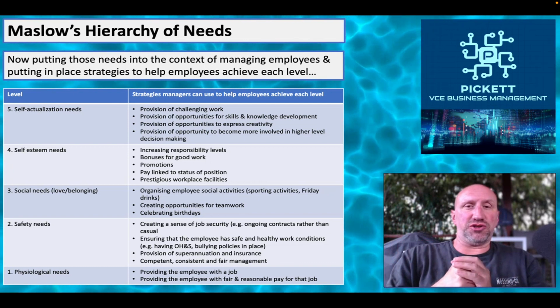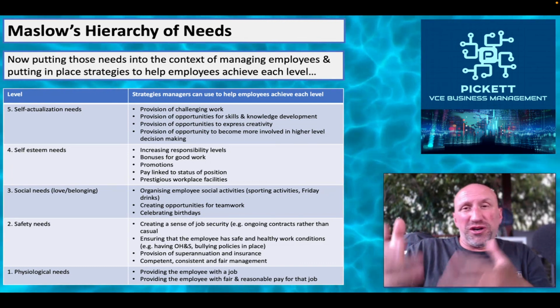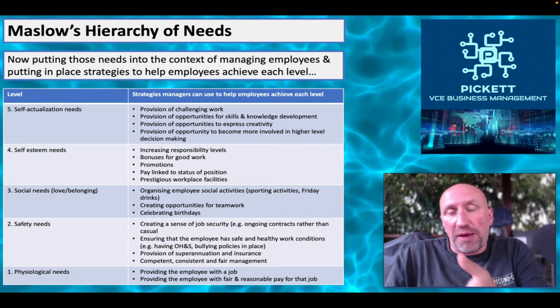We then move up to social needs. So basically now our employees, they feel that they've got a job that pays them a fair and reasonable amount of money.